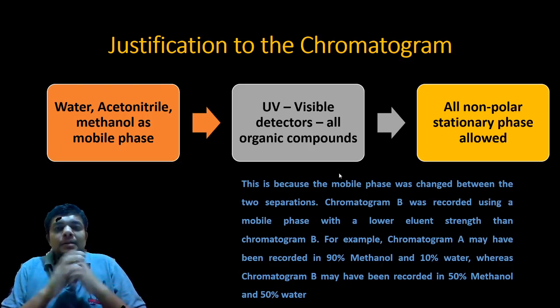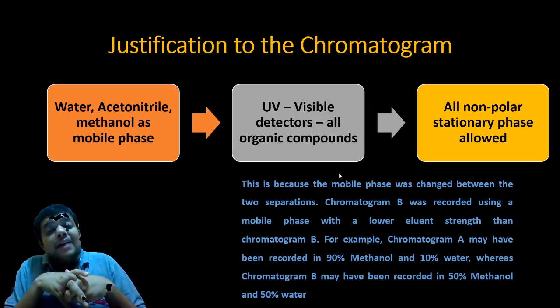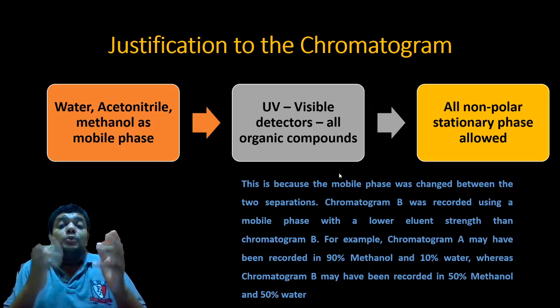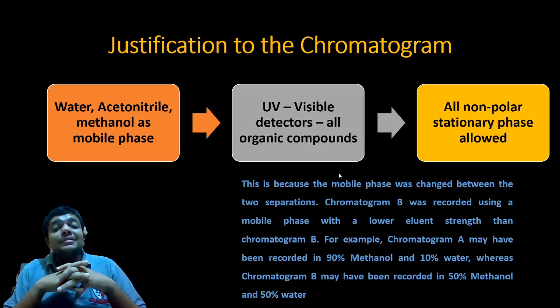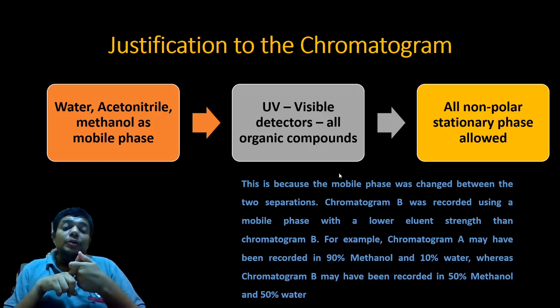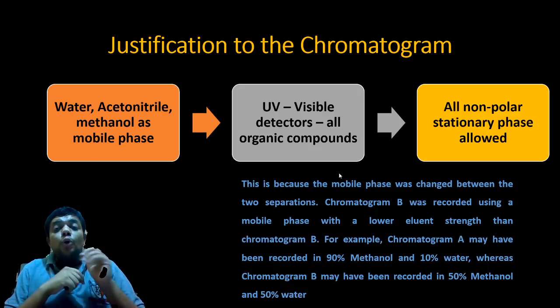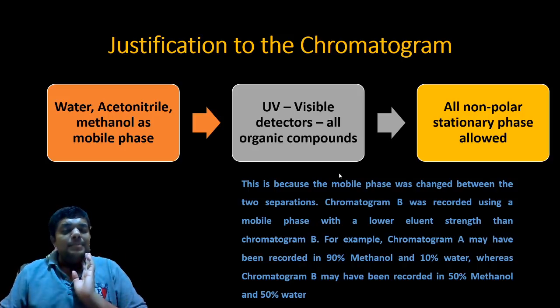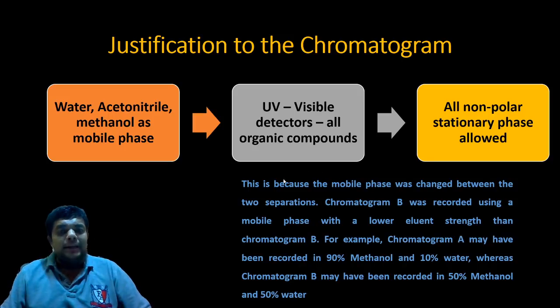Justification. This is because the mobile phase was changed between the two separations. Chromatogram B was recorded using a mobile phase with a lower eluent strength than chromatogram A. Friends, mind it, possibly I have written B by mistake. I'll read it once so I can get an idea.